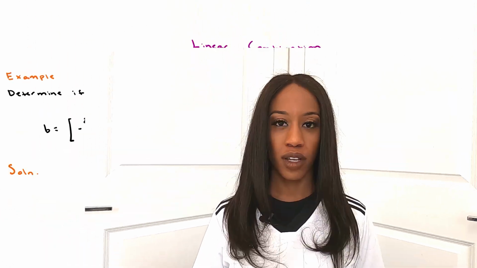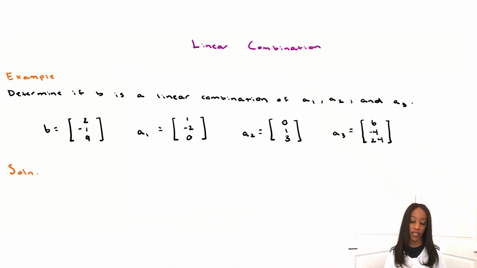I'm Coach T, and in this tutorial, we'll be taking a look at an example of a linear combination. Let's get started. So our example here says, determine if B is a linear combination of a sub 1, a sub 2, and a sub 3. Of course, our first step here will be to combine these vectors into one matrix.